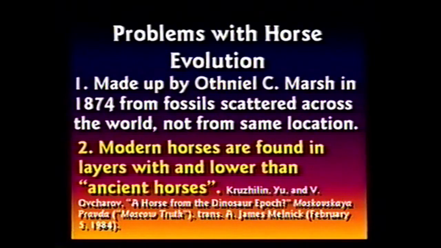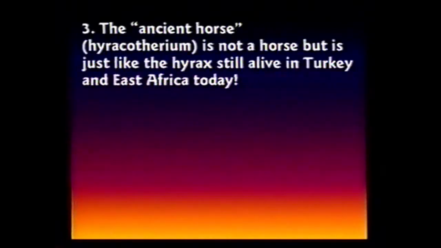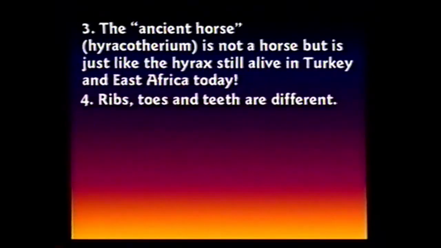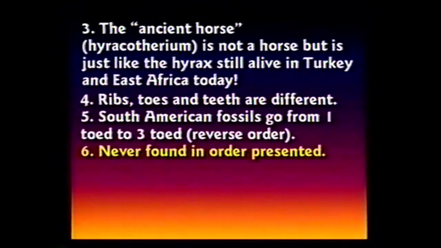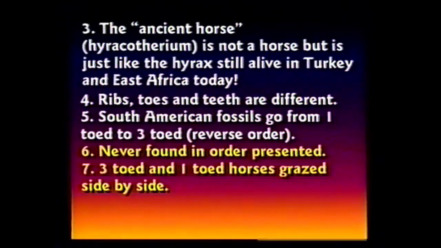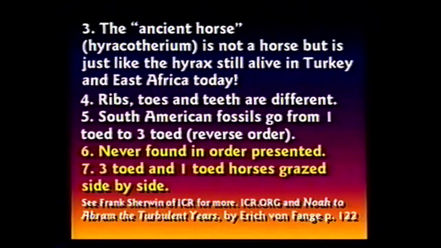They're already there. The ancient horse is still alive today, folks. It's just like the hyrax alive in Turkey and East Africa right now. The number of ribs, the number of toes, the looks of the toes and the teeth are very different. In South America, the fossils are in reverse order. You find the one-toed horse on the bottom and the three-toed horse on top. Well, why did it evolve backwards? They're never found in the order presented, and the three-toed and one-toed horses grazed side by side. One is not the ancestor to the other. They're just different kinds of animals, that's all.